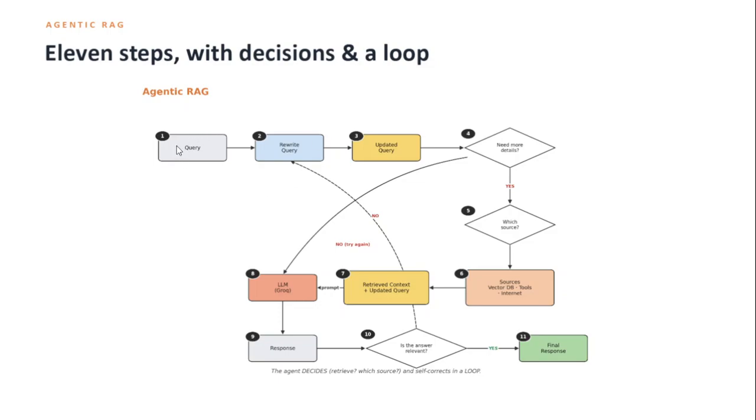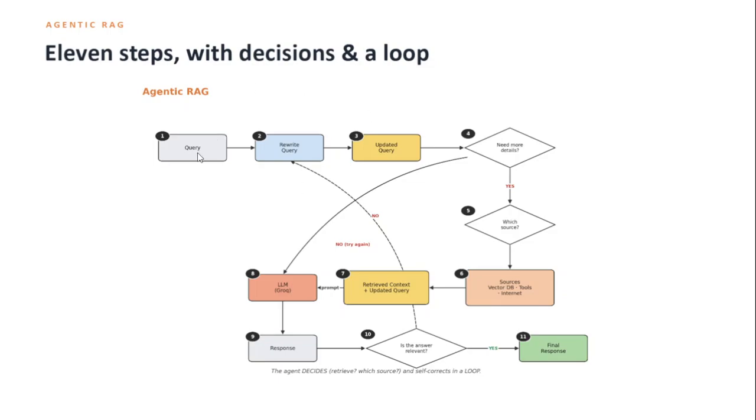So as you can see, the user asks the question. First, it will rewrite the query. The rest starts the same, but now the agent decides whether to retrieve, which source to pick, creates its own answer, and loops back on no. All of these 11 steps are going to execute. So let's look at these things.